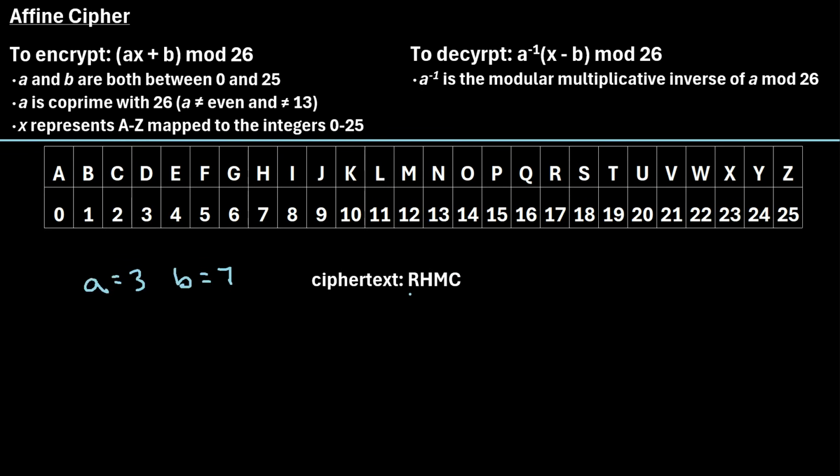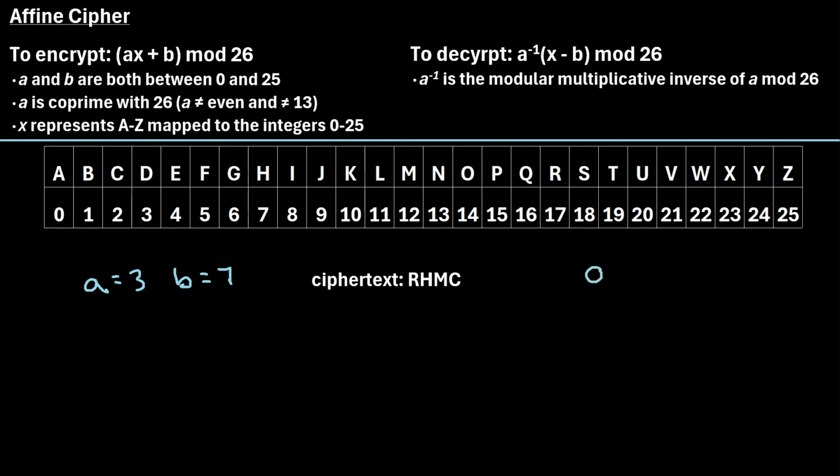All right, now let's say we're given the ciphertext RHMC and we want to decrypt this text using the Affine Cipher. In order to do that, we need to know the values for a and b that were used to actually encrypt the text in the first place. So let's say we know that a was 3 and b was 7. To decrypt this text, we need to use this formula up here. a to the negative 1 times x minus b mod 26, where a to the negative 1 is the modular multiplicative inverse of a mod 26.